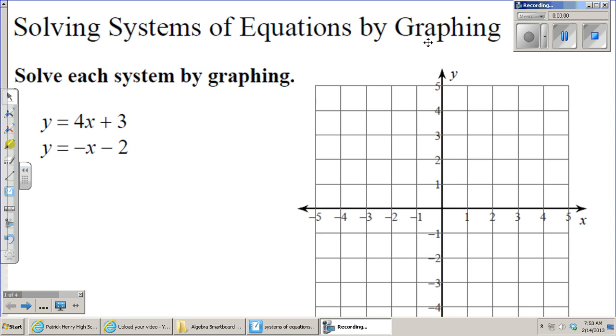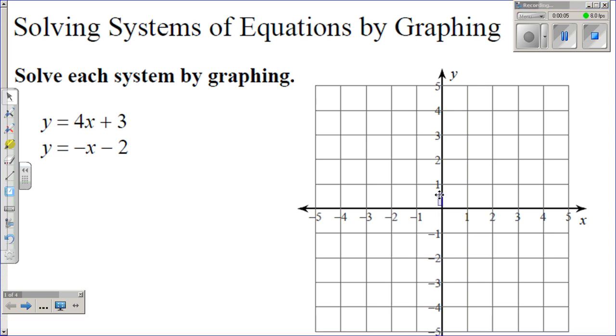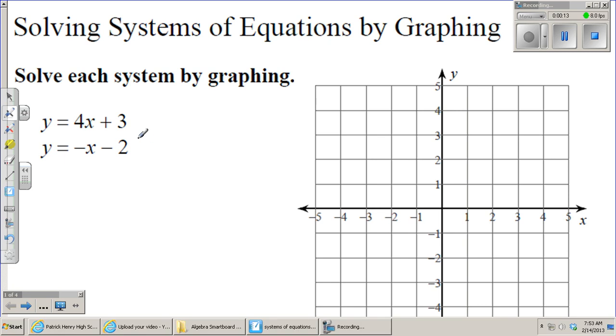Here's a video on using graphing to solve systems of equations. This is when you're going to use graph paper to solve these systems of equations. It's pretty easy. Watch how we do it. The first thing you have to make sure you can do is graph a line. If you can't do that, you're not going to be able to do this.